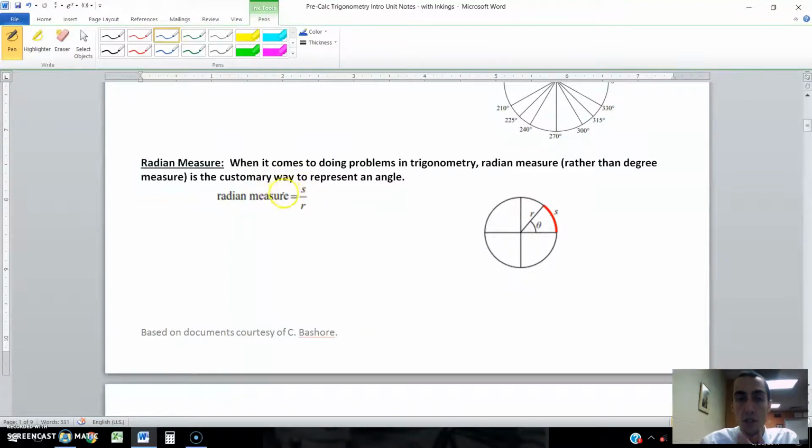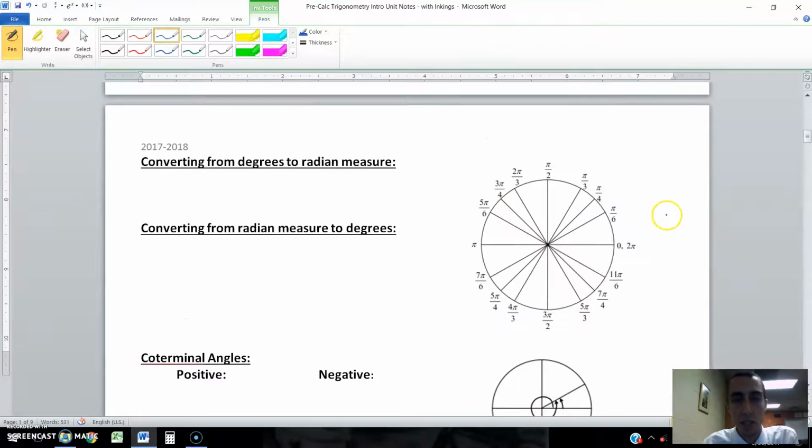Radian measure is often used in trigonometry to represent angles. The way that it's calculated is, for any particular angle, you take the arc length that's swept out by that angle when it's in standard position, and then divide it by the radius of the circle. We're going to get into more specifics with radians in a little while. So let's go on to the next page in your notes.